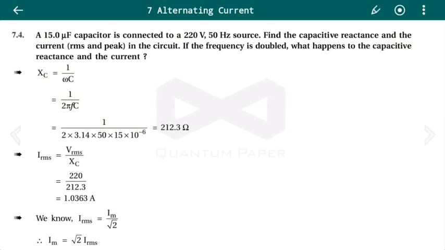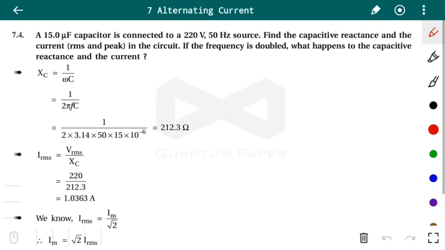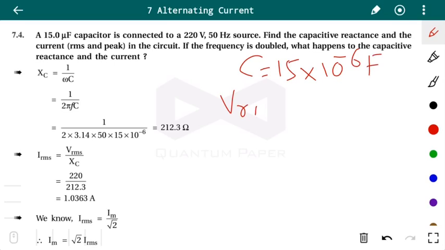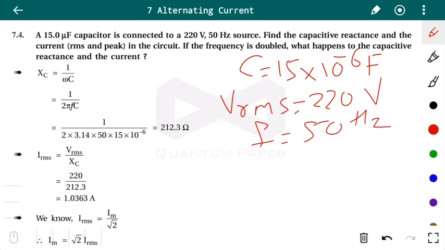Now numerical number 4. A 15 microfarad capacitor is connected to a 220 volt 50 Hz source. So here we are given the value of capacitance, that is 15 microfarad, which is 15 into 10 raised to minus 6 farad. Here the source voltage is 220 volt, we can write it as VRMS equals 220 volt, and the frequency given is 50 Hz. Find the capacitive reactance and the current, RMS and peak, in the circuit.